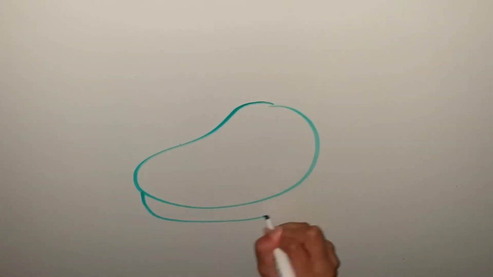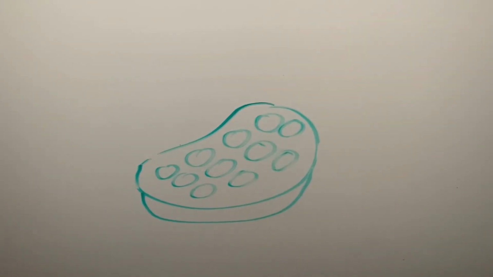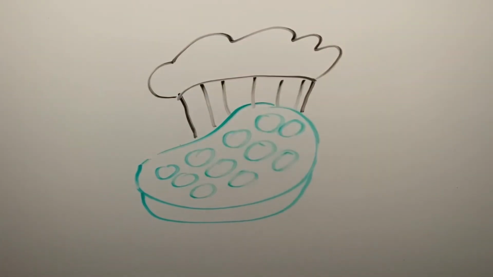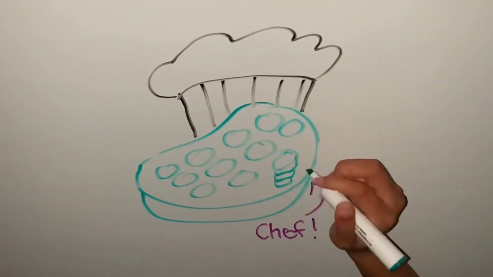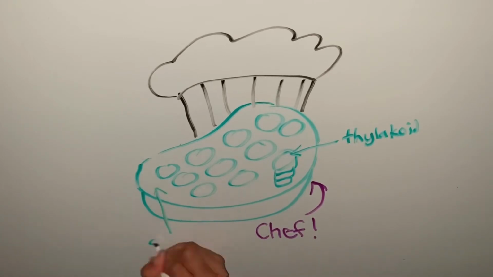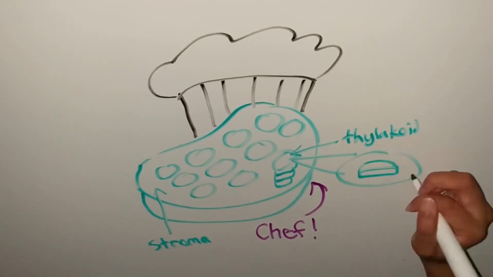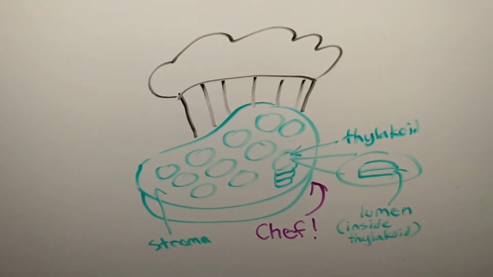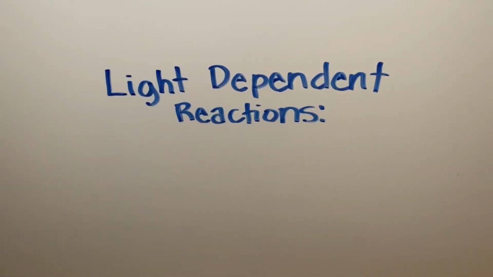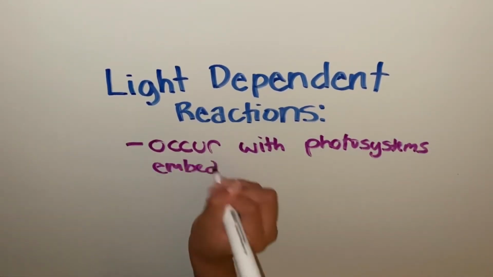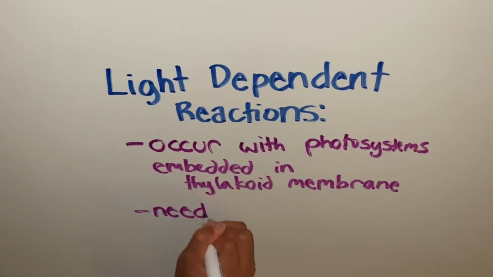Let's talk about photosynthesis in plants. In this case, the chloroplast is the chef of the cell, and the organelle that provides the food for the plant to survive. The important parts of the chloroplast to know are the stroma, thylakoid, and lumen. Photosynthesis starts with the light-dependent reactions, which occur in the thylakoid membrane and the lumen and stroma.